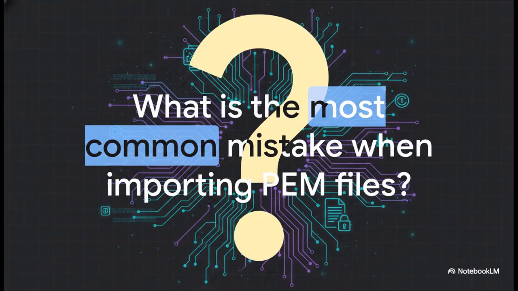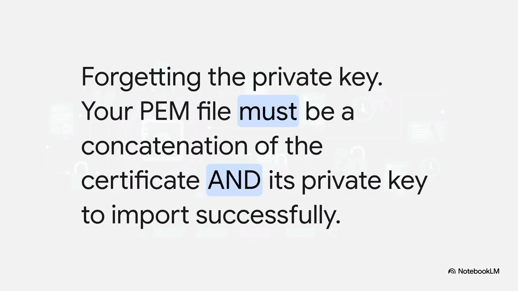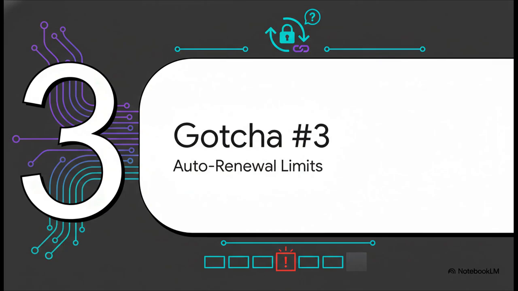It is by far the most common reason imports fail, especially when you're using PEM files. Any guesses? Yep, that's it. You forgot to include the private key. See, a PEM file for a Key Vault import isn't just the certificate part. It has to be one single file that contains both the certificate and its matching private key. Key Vault needs the complete pair to manage it. If you just upload the certificate file on its own, you're going to get that private key is not specified error every single time.